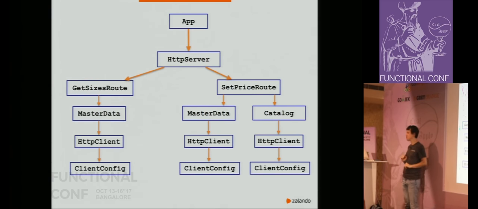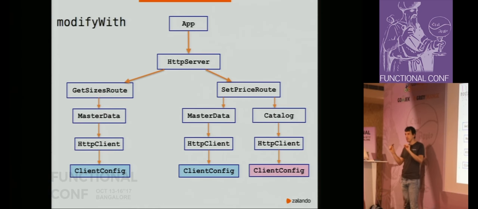So this is our tree that we got from the Reader. As you can see, master data is duplicated in two of the branches. Okay, it's fine. The first thing we do is modify the tree and put a different client configuration for master data and the catalog, because they are both using an HTTP client, but you want their HTTP clients to be configured differently, because they are different services. This is what modifyWith is going to do.